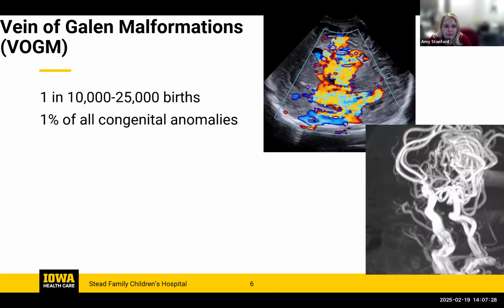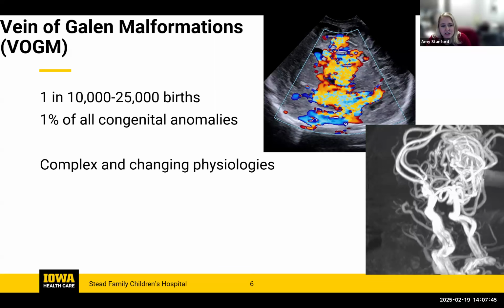Vein of Galen malformations are luckily extremely rare, with an estimated incidence of 1 in 10,000 to 25,000 births, and they account for 1% of all congenital anomalies and 30% of pediatric vascular malformations.